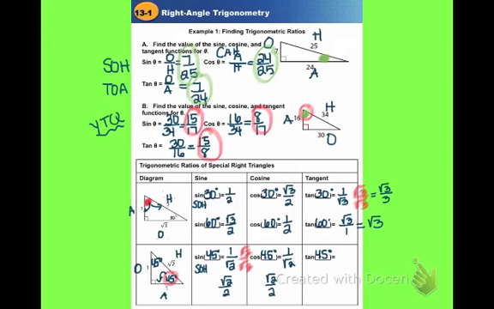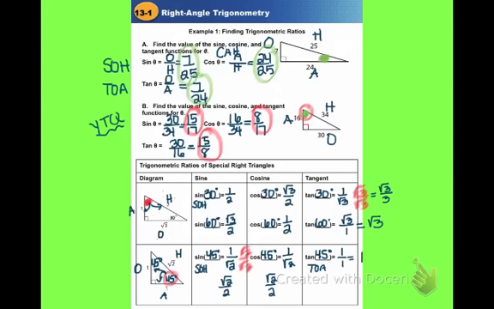Now finally, the tangent of 45 degrees. So the tangent is going to compare, remember that's TOA, T-O-A, it's going to compare the opposite over the adjacent. Well, the opposite leg is the leg that is 1, and the adjacent leg is 1. So 1 over 1 is 1, and so the tangent of 45 degrees is 1.